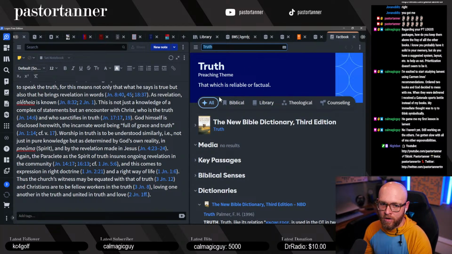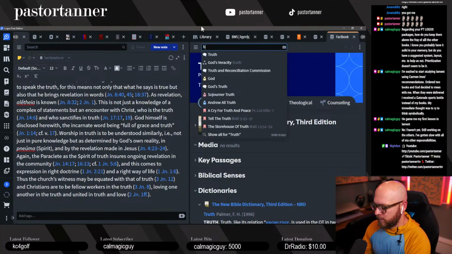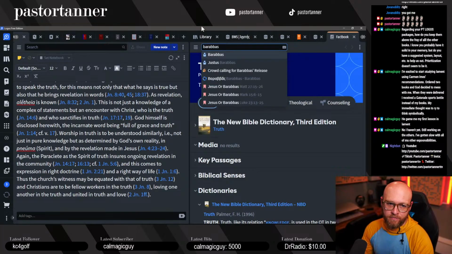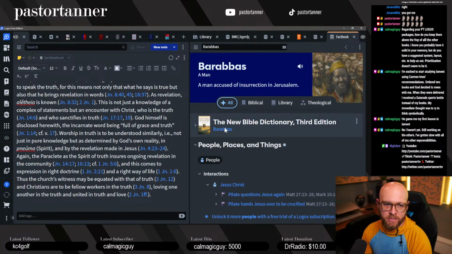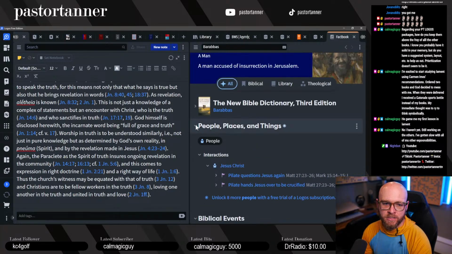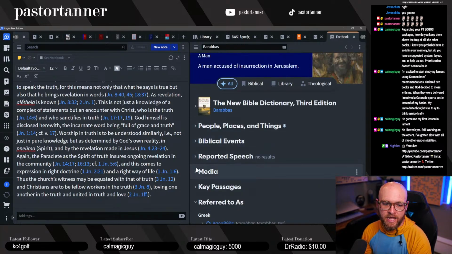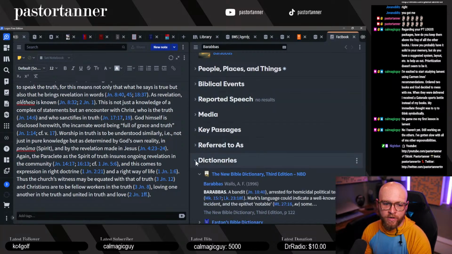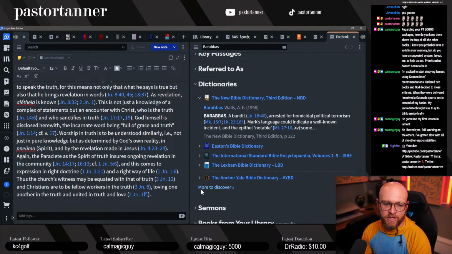And let's go with Barabbas again and see if there's any additional information on the person of Barabbas, a man accused of insurrection in Jerusalem. Instead of looking up his name in particular in Greek, let's see if our Bible dictionaries have anything to say, right?